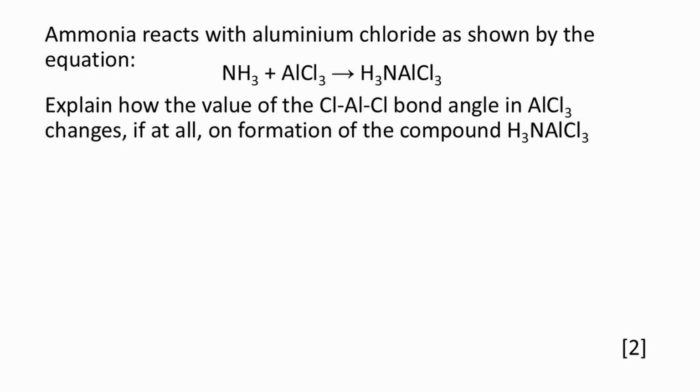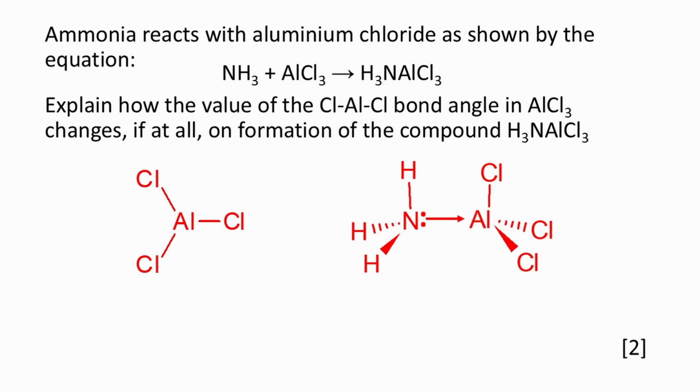Explain how the value of the Cl-Al-Cl bond angle in AlCl₃ changes, if at all, on the formation of the compound H3N AlCl₃. The 3D representations of the shapes of the molecules in question are shown here. Wedges show bonds coming out of the plane of the page, and dashed lines represent bonds going into the plane of the page. An arrow is used to represent the dative covalent bond.